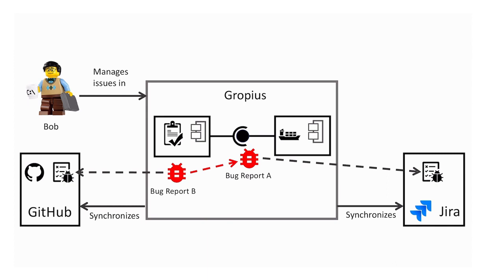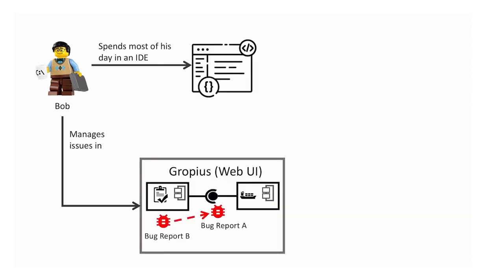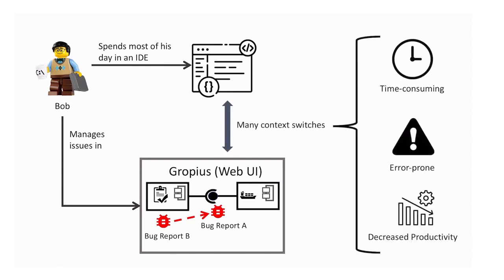management systems. However, as a developer, Bob spends most of his day in an IDE. Managing issues in the Gropius web UI results in many context switches between the web browser and his IDE. This can be very time-consuming, error-prone, and also decreases Bob's productivity.